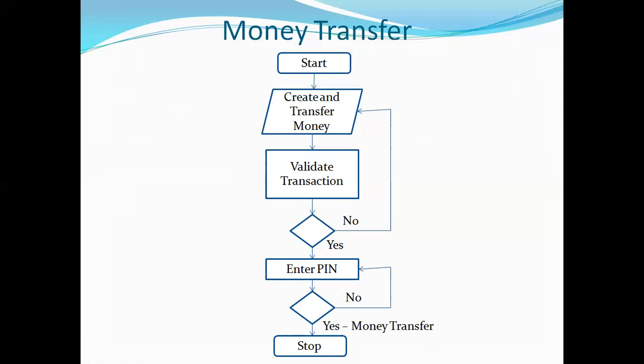If I have not given the correct PIN number 3 times, then the transaction is ended there. If I have provided the correct PIN, then the money is transferred. So if the answer is yes, I am transferring the money. So this is the flow used in the money transfer process. So you represent the scenario diagrammatically. Here I have used flowchart symbols or activity diagram symbols.